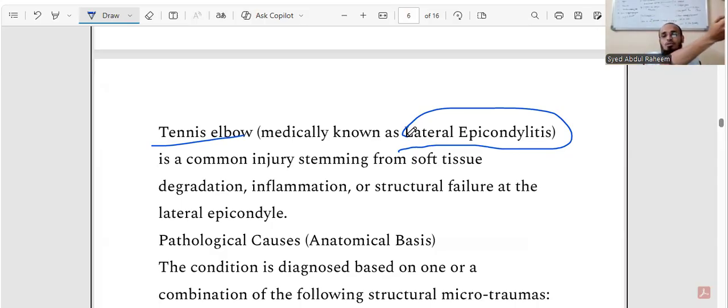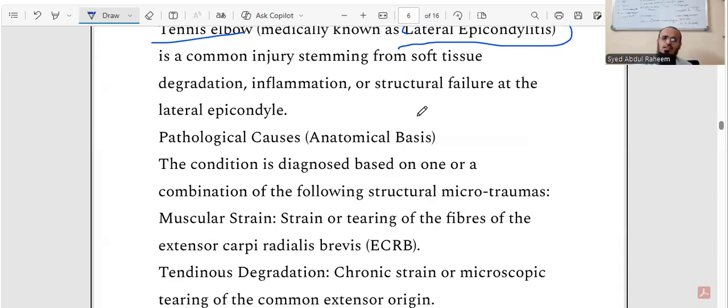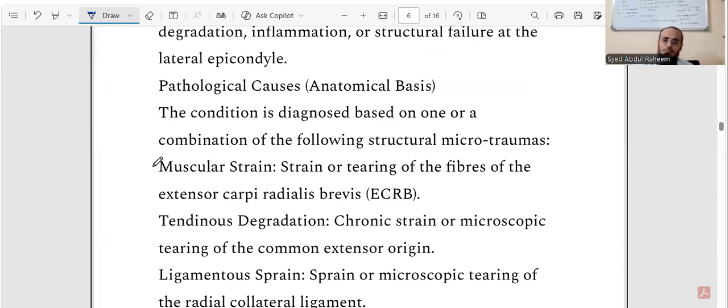So, that's the reason we will call it lateral epicondylitis. Mostly the extension muscles are affected during extension. What are the causes? Due to muscle strain, you fell down. Okay, so damage happens. Any trauma, any accident leads to damage of those fibers of the extensor carpi muscle.